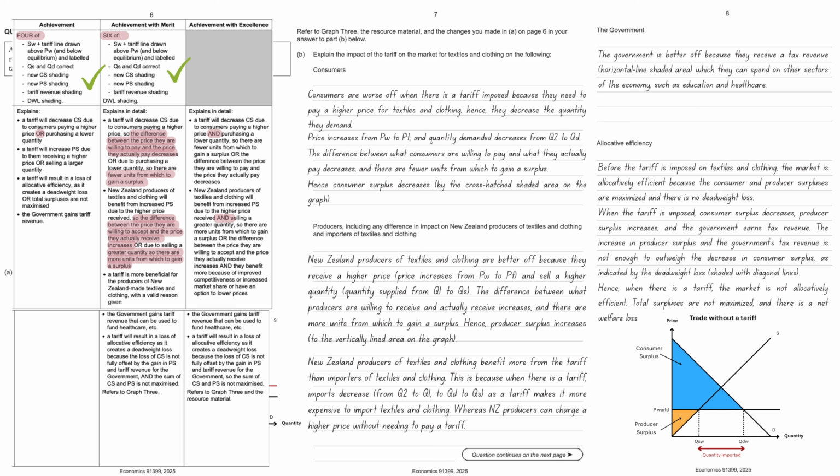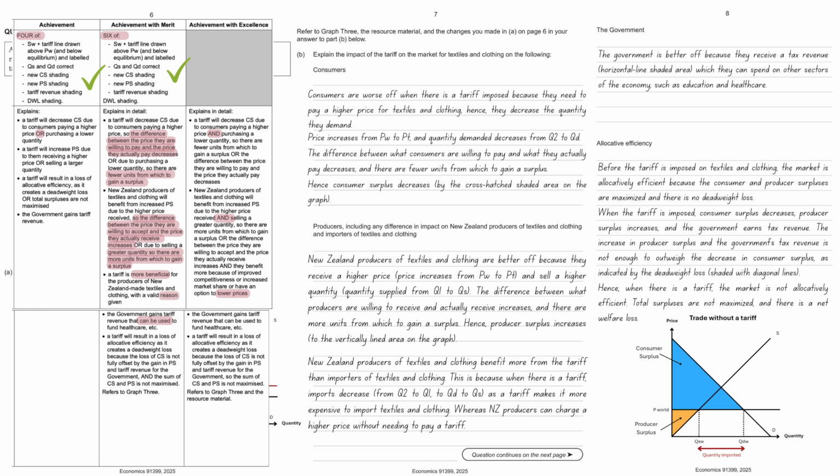And then to get excellence, that valid reason needs to be that they benefit more because of the improved competitiveness or market share or have an option to lower prices. So that's what we were saying there, where New Zealand-made producers get to receive a higher price, whereas New Zealand importers have to pay that higher price. And then for the government, you just have to say that the government gains the tariff revenue and they can use that to fund other sectors of the economy. So you see here what I was saying before, they like it when you give some examples. So here they've given the example of healthcare.